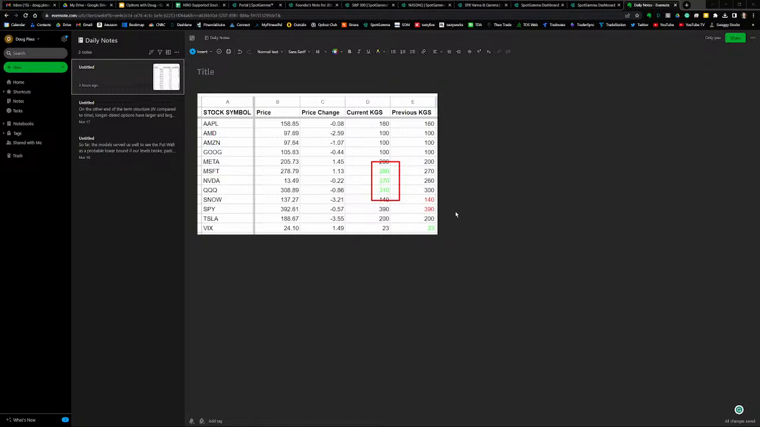Green indicates that number increased from the previous day, and I interpret that as bullish. Traders are positioning themselves for higher prices, particularly in single stocks. That's what they expect, and that's how they're positioning and trading. So the note today: the increase in the key gamma strike for Microsoft, NVIDIA, and QQQ.